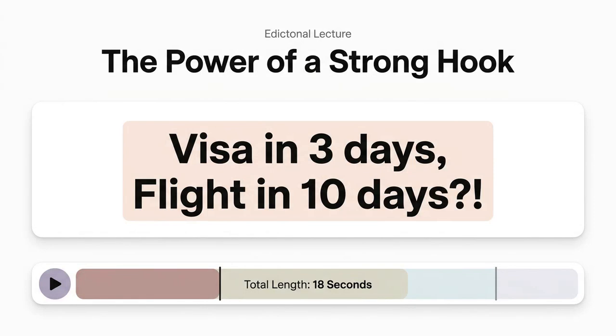Let us look at a practical example from a Manpower company campaign. The script started with a massive claim: visa in 3 days, flight in 10 days. Whether the viewer believes it immediately or is just shocked by the claim, it creates an instant curiosity gap. This forces them to stop scrolling and keep watching.